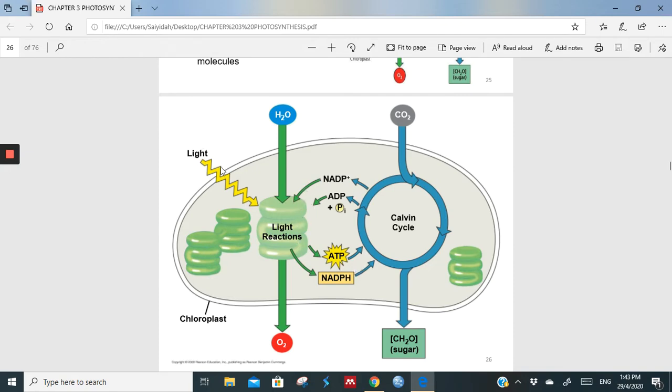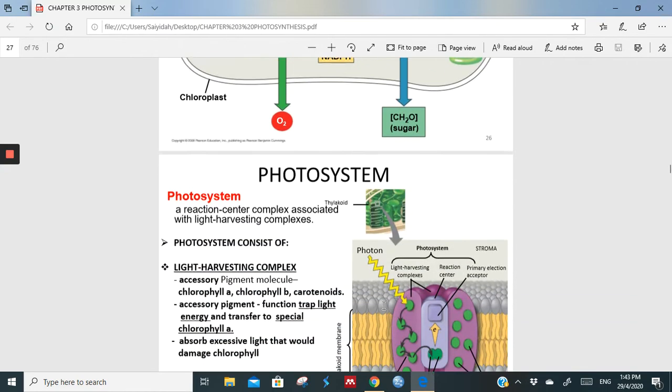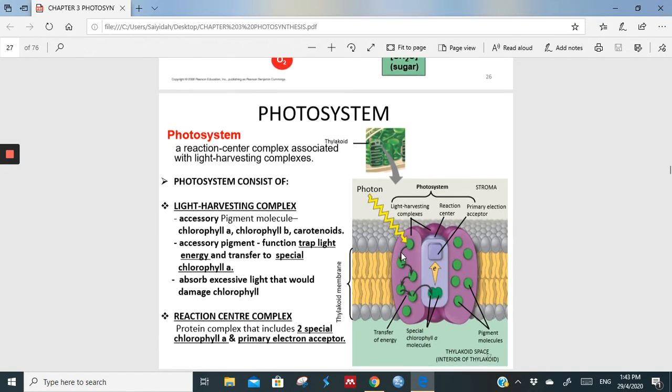Inside the thylakoid membrane, we have a structure called the photosystem. The photosystem is very important in the light reaction because that is where the pigments are located, and it is the place where the electrons are transferred. The photosystem consists of a light harvesting complex that surrounds a reaction center at the middle area here. The reaction center consists of special chlorophyll A molecules with a primary electron acceptor.